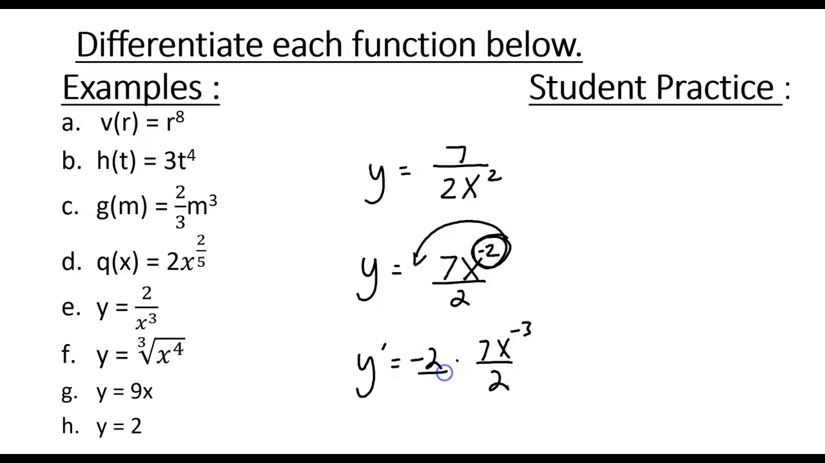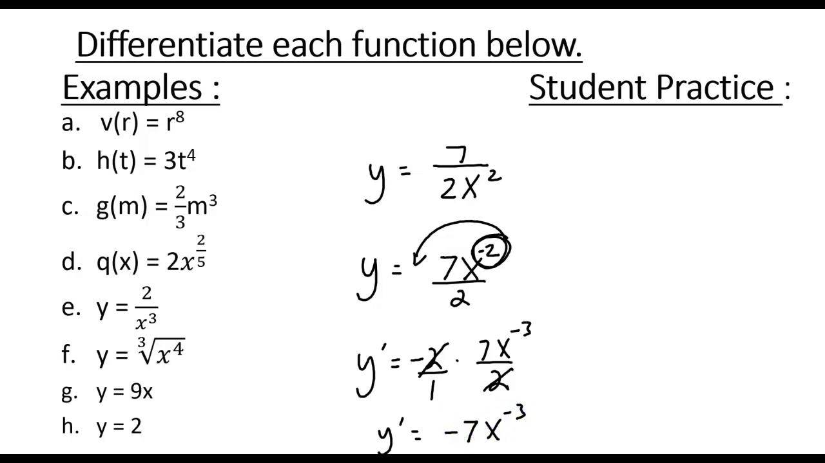Now, we've got to multiply fractions, right? So let's go ahead and multiply these fractions together and simplify it. Well, the 2's can cancel out, right? And that leaves me with the following. Negative, because that negative's still there, 7x to the negative 3.